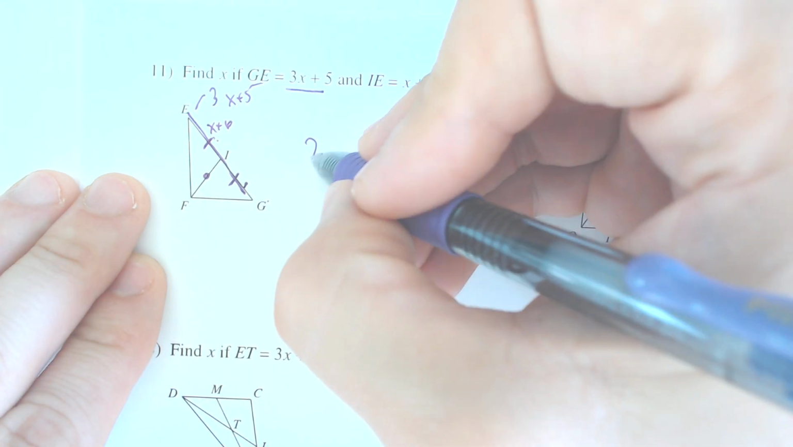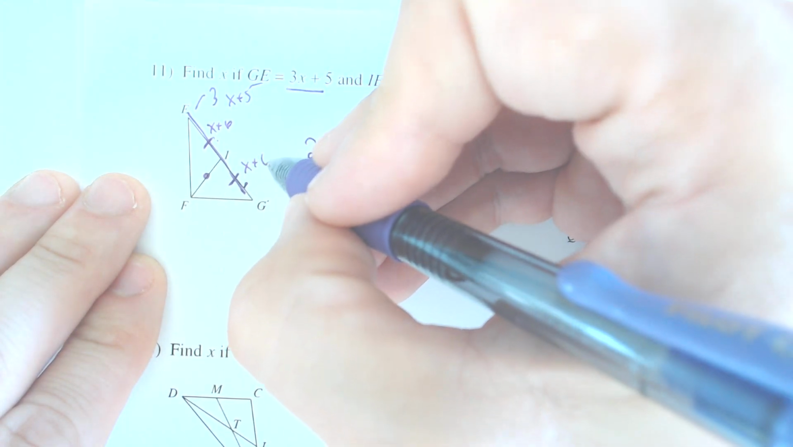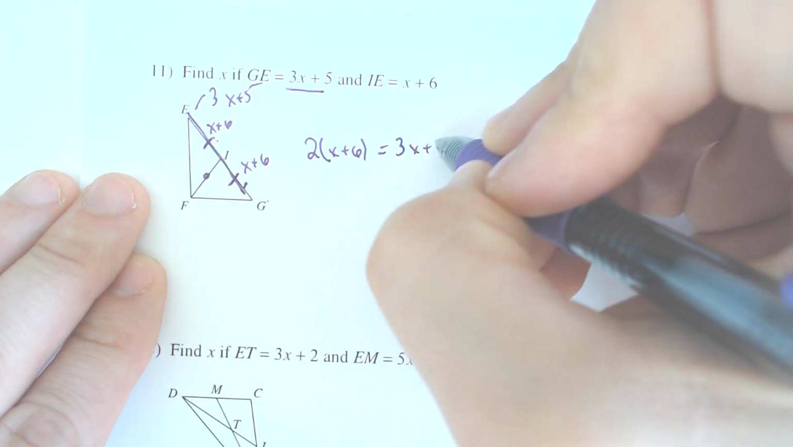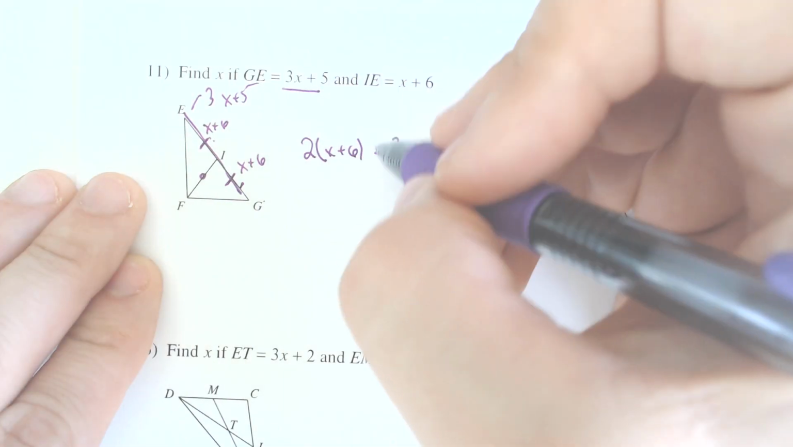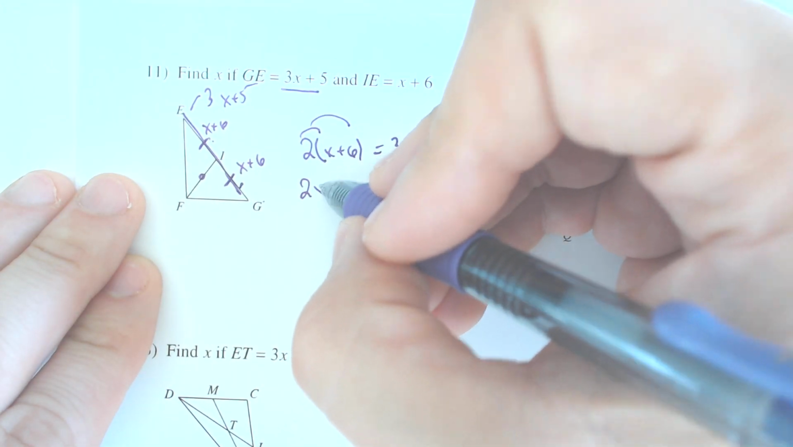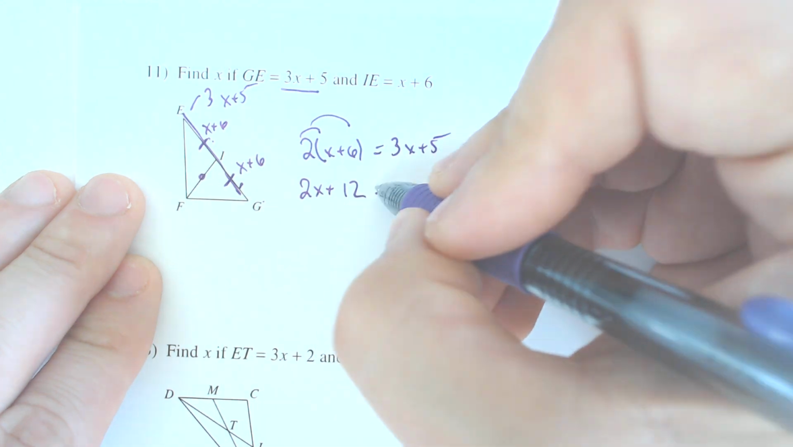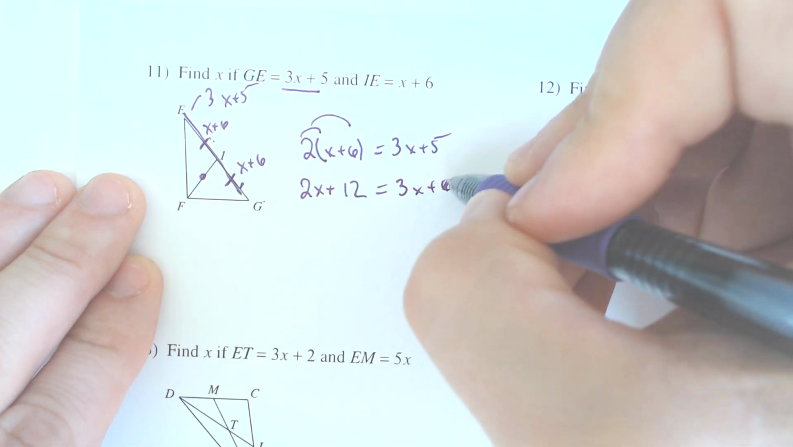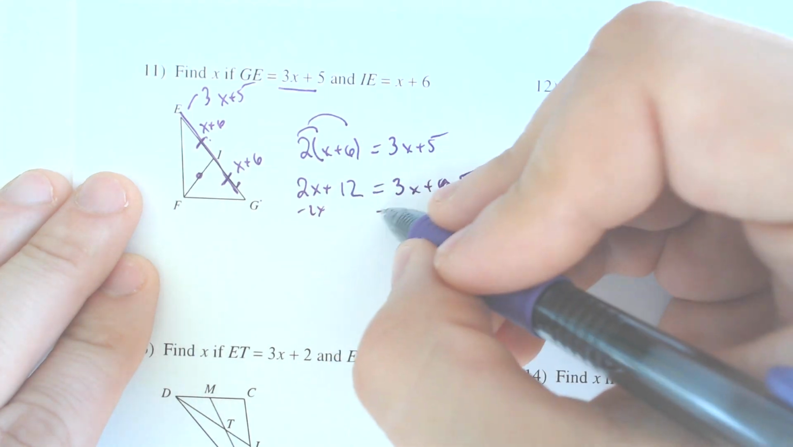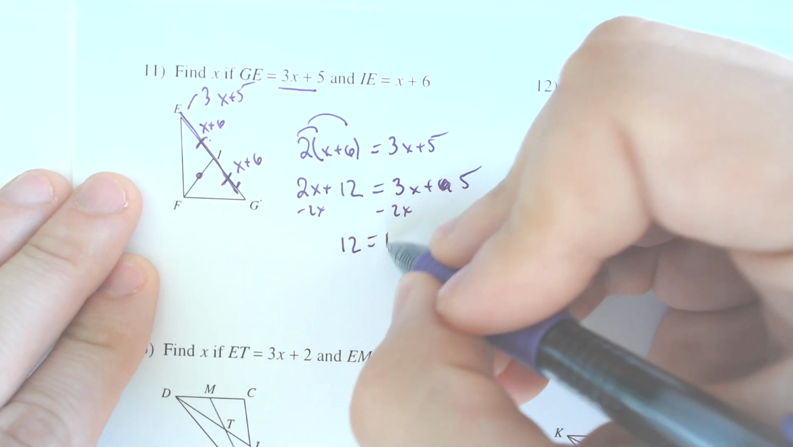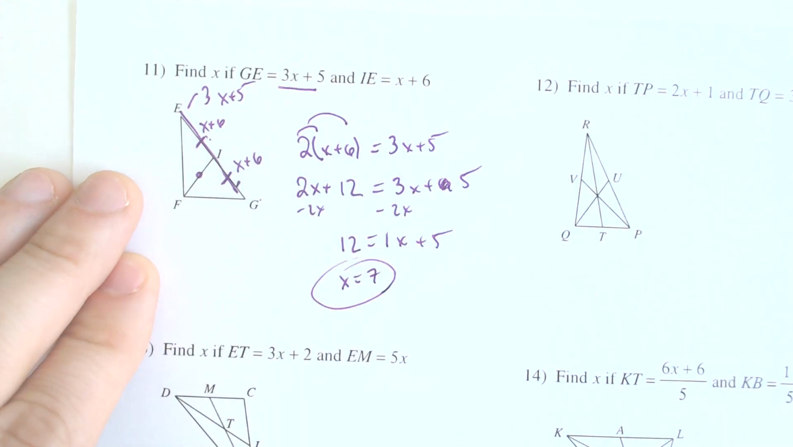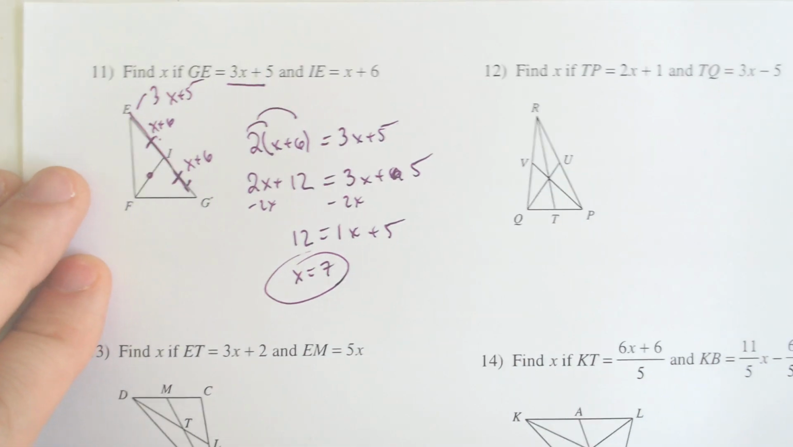You could take the x plus 6 and double it, or write it twice and equal it to the 3x plus 5, though. So if you doubled it, you would distribute the 2. If you combined like terms, if you wrote 2 of them out, you would still end up with 2x's, and 12 would equal 3x plus 5. Subtract the 2x over, you get 1x. So 12 would equal 1x plus 5. Move the 5 over, you find out that x is equal to 7. And that's all we have to find.